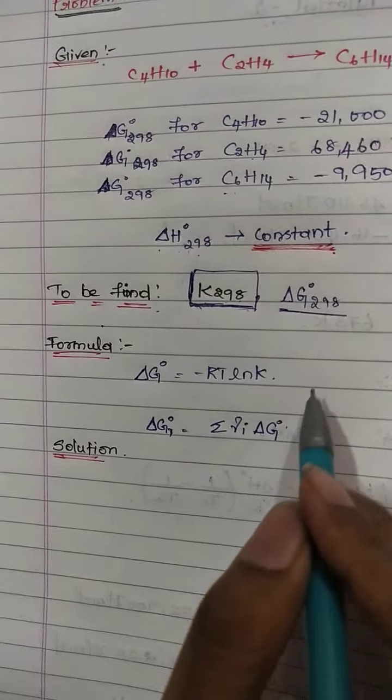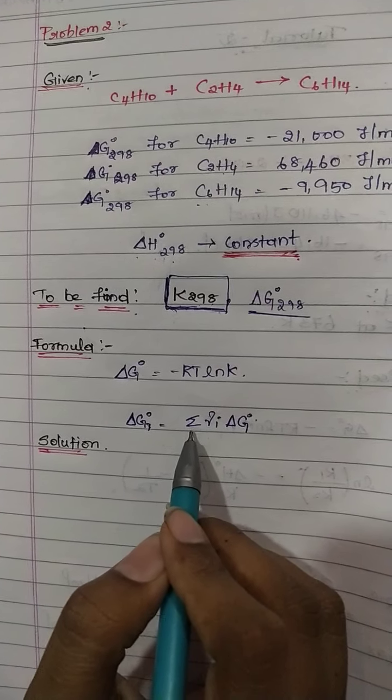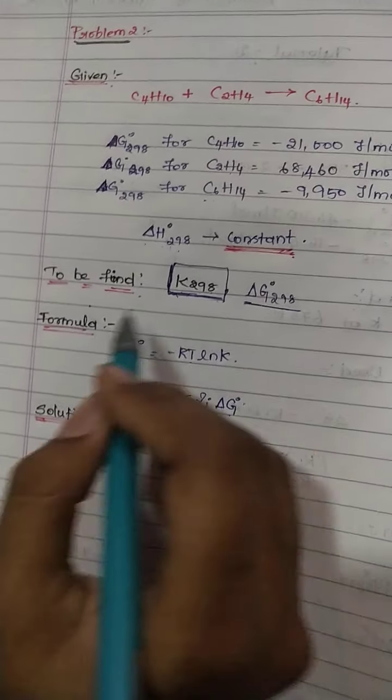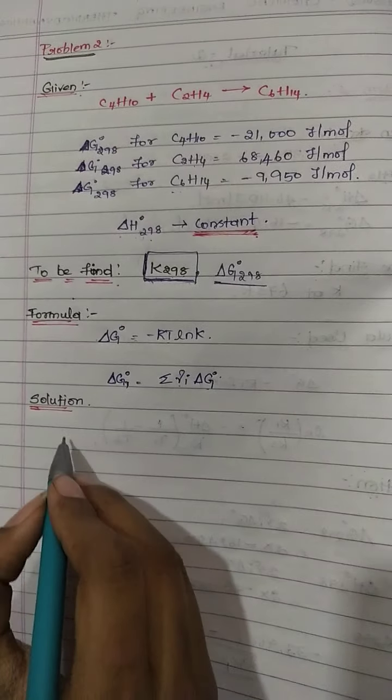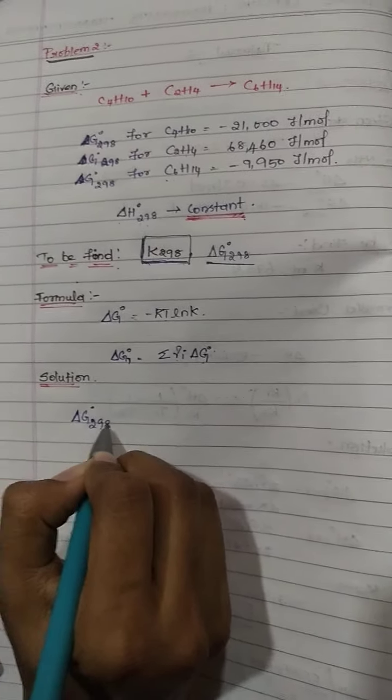So for that we need two formulas that I have written here. So del G naught overall will be equal to summation nu i del G naught. Del G naught will be equal to minus RT ln K. So you all know this formula. So first I am going to find del G naught at 298 Kelvin.